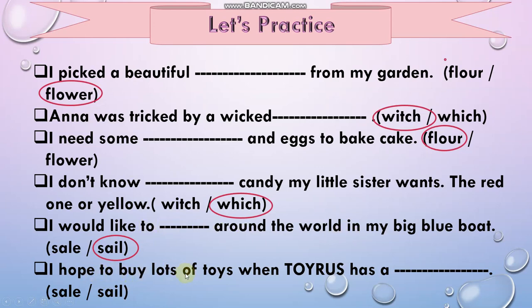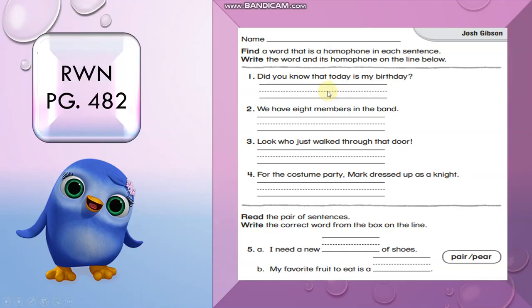I hope to buy lots of toys when Toys R Us has a what? Which sail? This one or this one? This one, of course. We are going to use this word. So you see, all these homophones, they have the same sound. But when I read the entire sentence, I have my clues and I know which one to use.